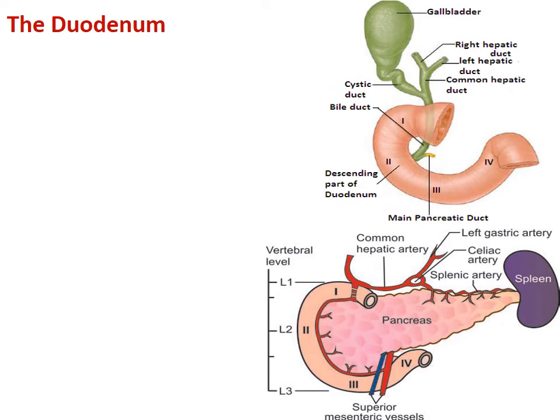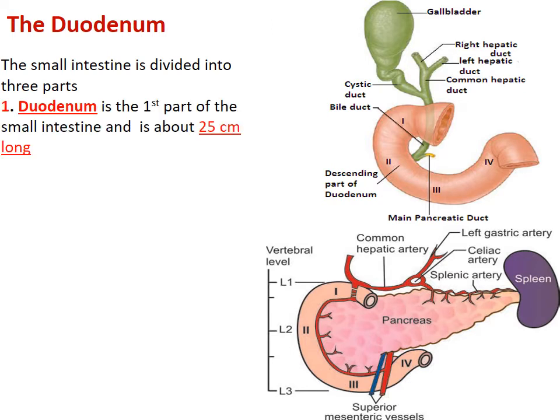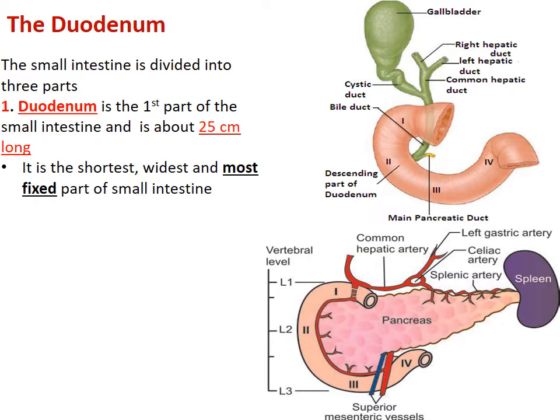Then we have got this slide on the duodenum, and the duodenum has got three parts. The small intestine is actually divided into three parts: duodenum, jejunum, ileum. The duodenum, the first part of the small intestine, is 25 centimeters long, right? It is the shortest, widest, and most fixed part of the small intestine.